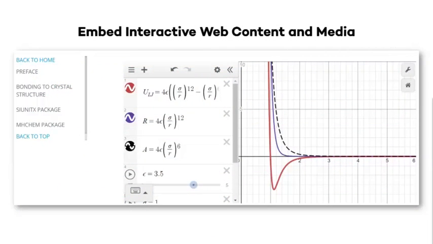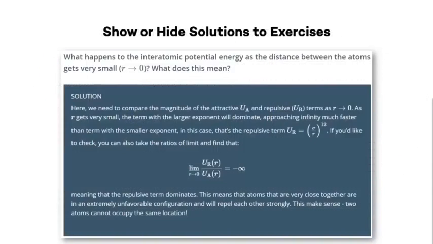Lantern published texts also include the ability to embed interactive web content and media. In this example, this is an interactive diagram that is embedded within a material science and engineering text that we're working on. In addition to diagrams, you can embed videos, audio, or anything that has an embed code. You can also use design elements to create an interactive experience. In this example, a student could hide or show a solution to a problem using the design elements.